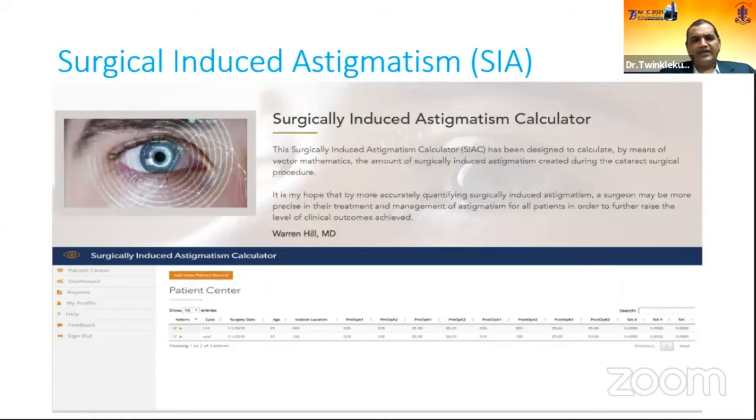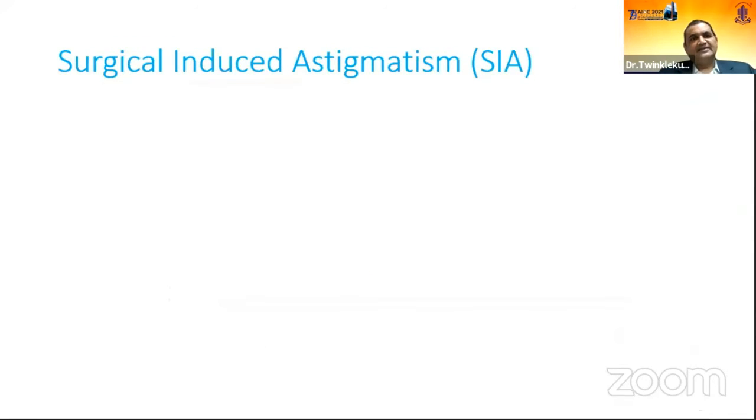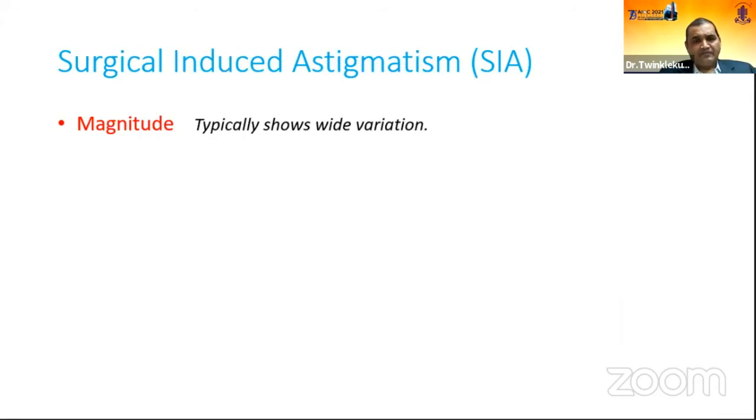SIA, we all know Dr. Warren Hill's site, where you put all the data and you get the results of your SIA. But now what happens with this SIA part? The SIA has different problems in the magnitude. It typically shows wide variation in the magnitude. Suppose I am operating on a patient with a 2.4 millimeter incision and I am getting an SIA of 0.32, and Dr. Sail is operating with the same 2.4 incision and he is getting an SIA of 0.27. So it's a very wide variation in the magnitude part of the SIA.